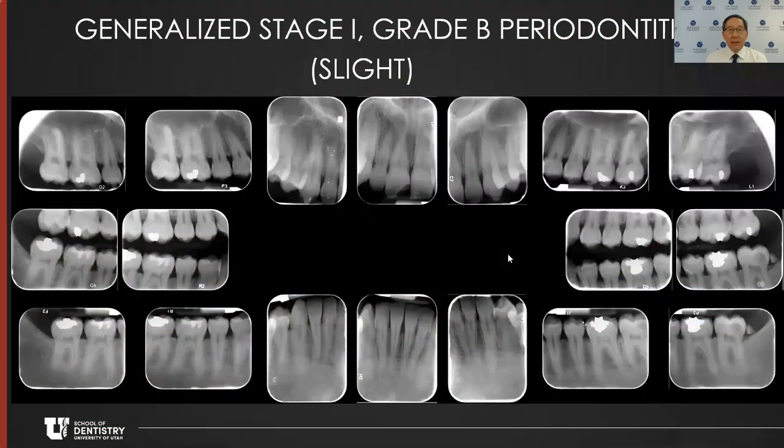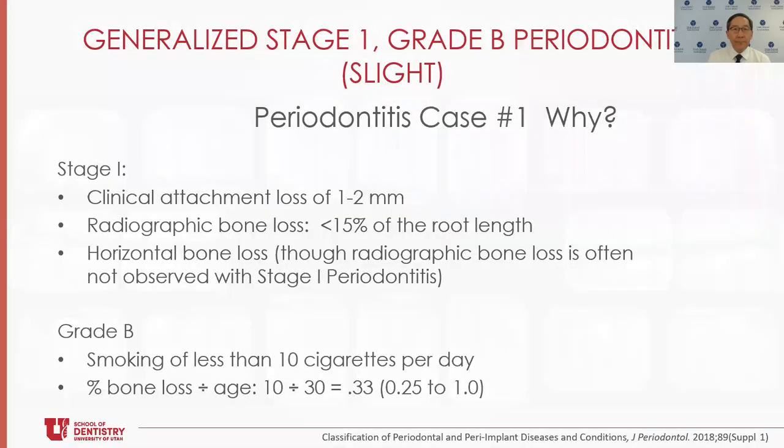As you look at the radiographs, they actually look pretty good. There might be a slight suggestion of 15% bone loss along the mandibular incisors. So that would be the radiographic appearance of beginning bone loss on the radiograph.